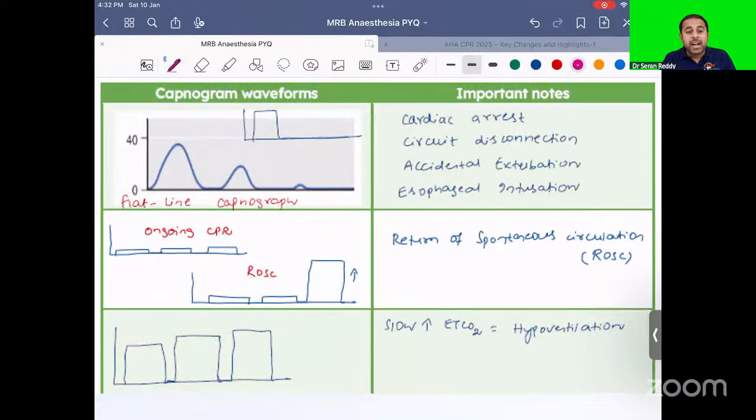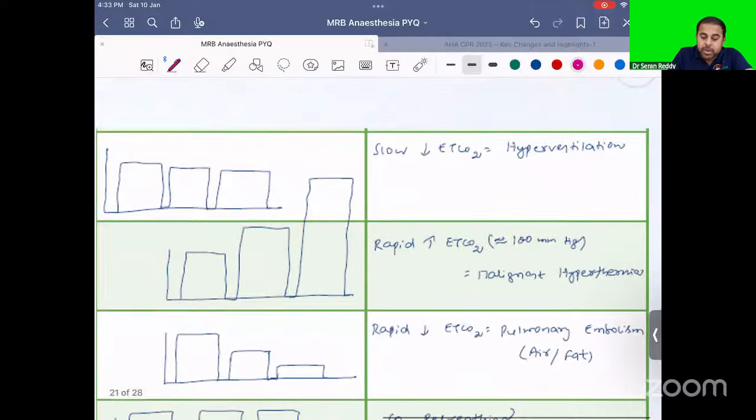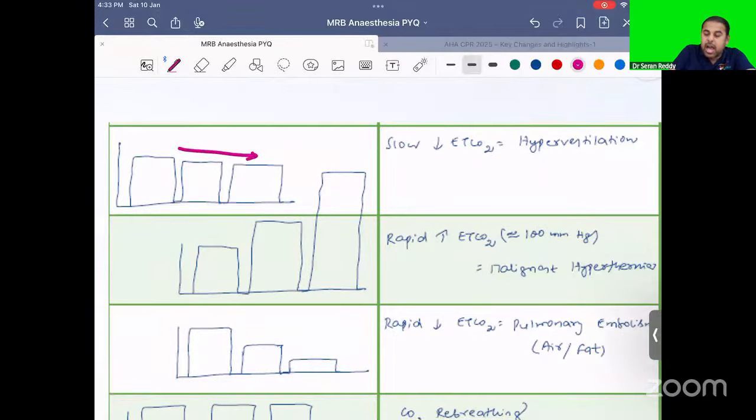Then suddenly, if you see a flat line capnograph, suddenly if it becomes flat, this is seen in conditions of cardiac arrest, circuit gets disconnected, accidental extubation, esophageal intubation. Then when you see the compressions, the EtCO2 waveform touching less than 10 and suddenly increasing to 40, that indicates ongoing CPR and return of spontaneous circulation. When you see a slow increase in EtCO2, that is hypoventilation. Other way around, slow decrease is seen in hyperventilation.